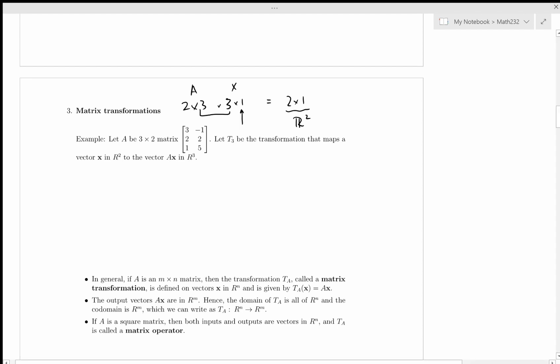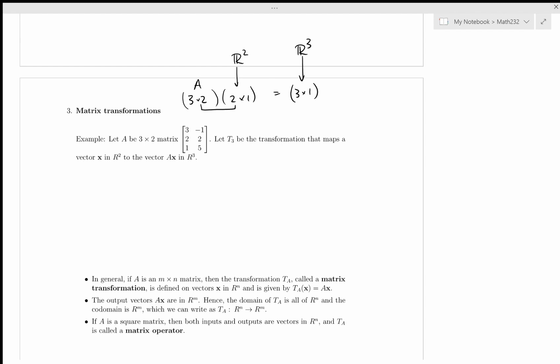Oh, sorry, I did this actually backwards. Let me fix this. Sorry. I was wondering why this is not working. This is not a 2 by 3 matrix. It's a 3 by 2 matrix. So let's try that again. A is a 3 by 2 matrix, and our vector x then has to be a 2 by 1 because the inner dimensions have to match. So we have A, and then something in R2, and the inner dimensions match, and then we get the outer dimensions, which is 3 by 1. That is in R3. That is the way I meant to do it. Okay, so that is the transformation T3.